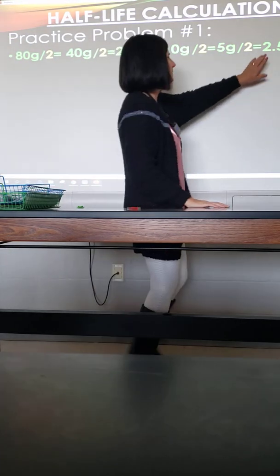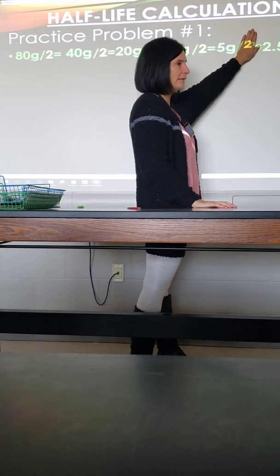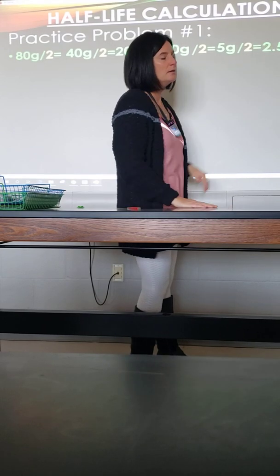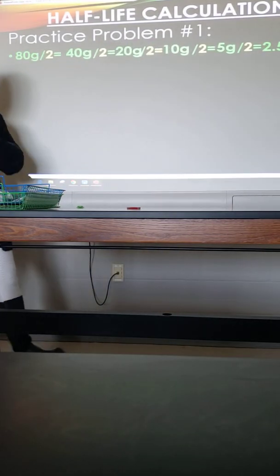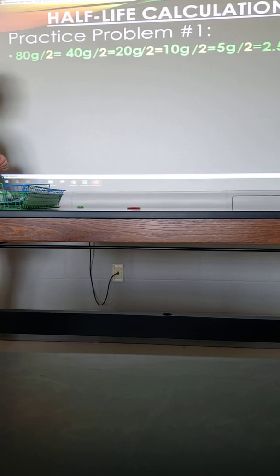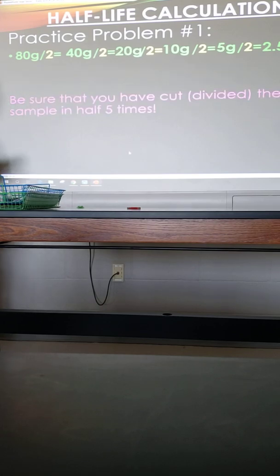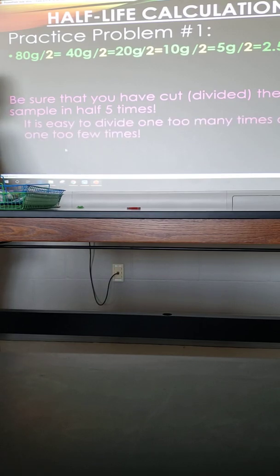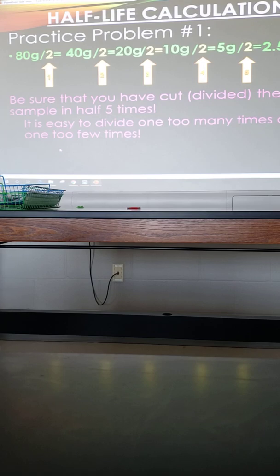A lot of times people will leave it at that. Like they forget to do the final one. And I don't know why, but that happens a lot. Okay? So be sure that you have divided the sample in half 5 times. So it's easy to divide 1 too many or 1 too few. Usually it's 1 too few. But I have 1 division, 2 division, 3, 4, 5 times I cut it in half.